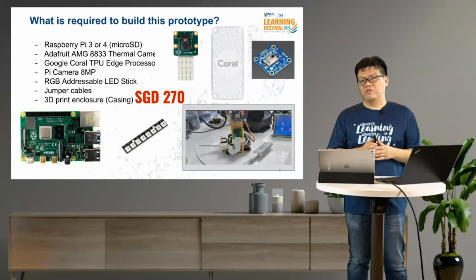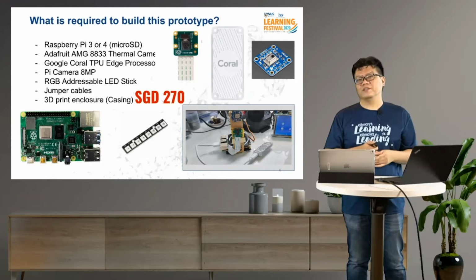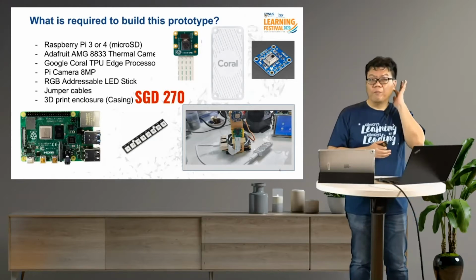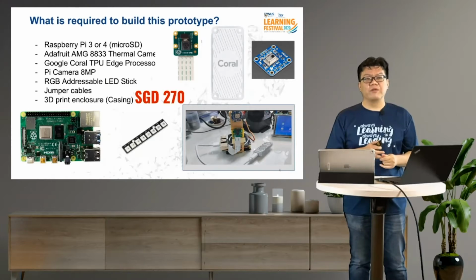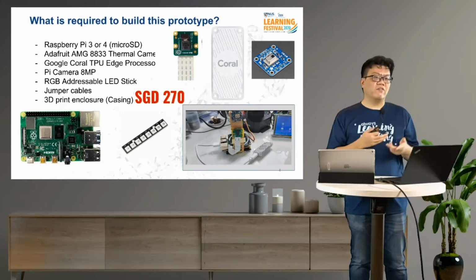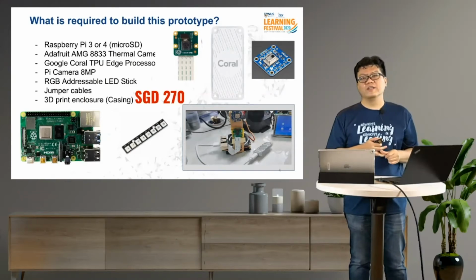If I replace the TPU with an LCD screen, likely the device will cost around $220. Okay, then I have a camera, an 8 megapixel camera, and I have an RGB addressable LED stick, so that when a person is okay, it will blink green. If the person has a fever, the device will indicate and blink red. And a few jumper cables here and there. And I in fact designed a 3D printed enclosure, yeah, so that I can house all these bare metal devices in the enclosure.